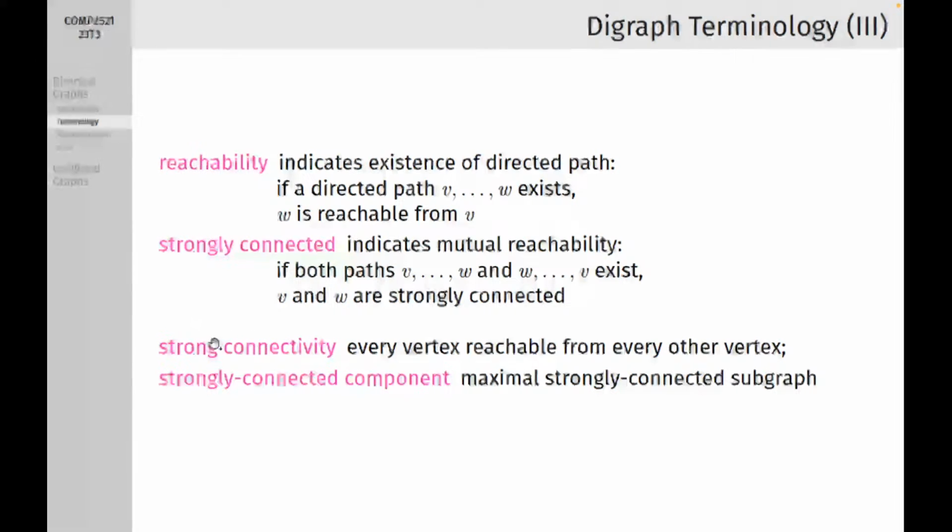All right, so a few more terms. These are the last two. A graph is strongly connected if every vertex is reachable from every other vertex. And a strongly connected component is a maximally strongly connected subgraph.